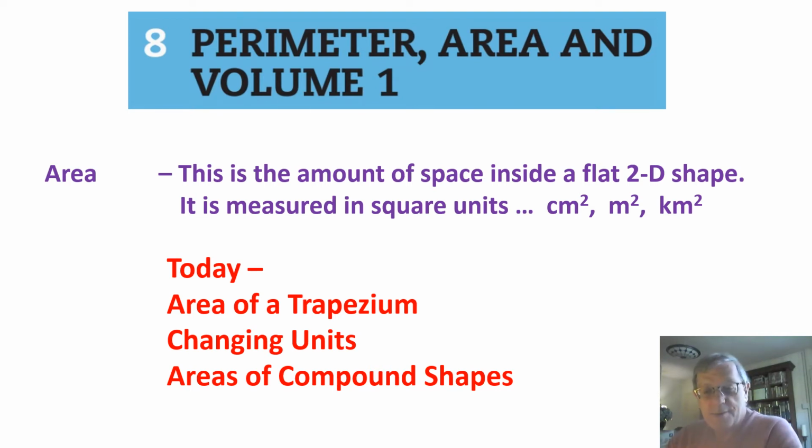Perimeter, area and volume. Second lesson. Reminder from last time that the area is the amount of space inside a flat 2D shape, and it is measured in square units: square centimeters, square meters, square kilometers, and also hectares. Today we're looking at the area of a trapezium, changing units, and the areas of compound shapes.